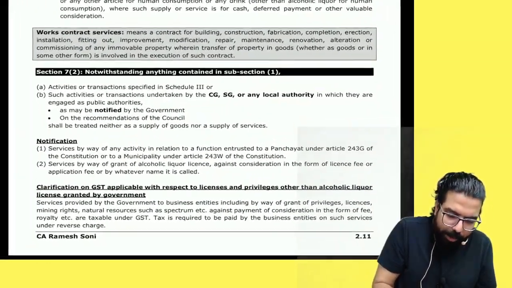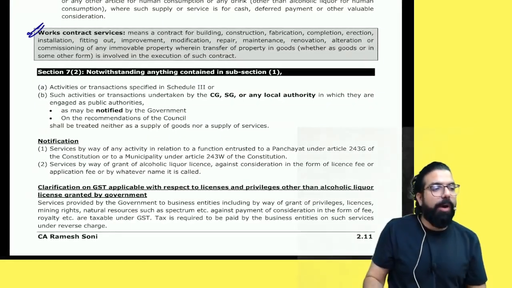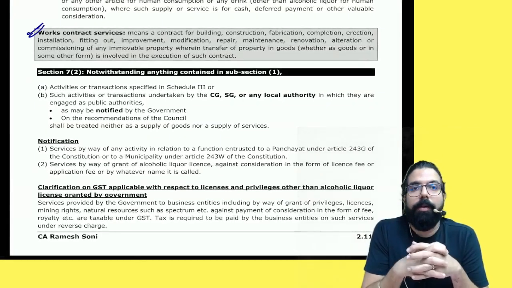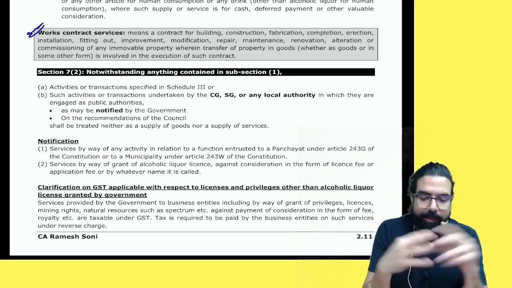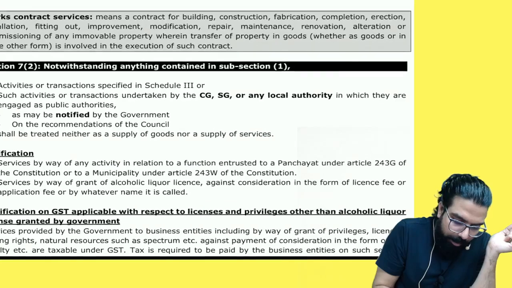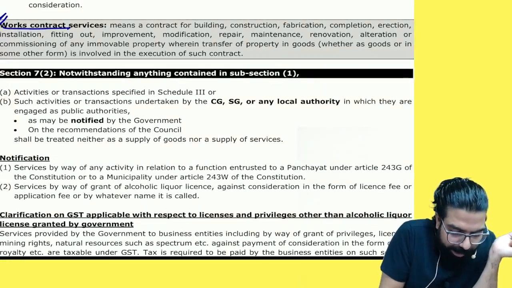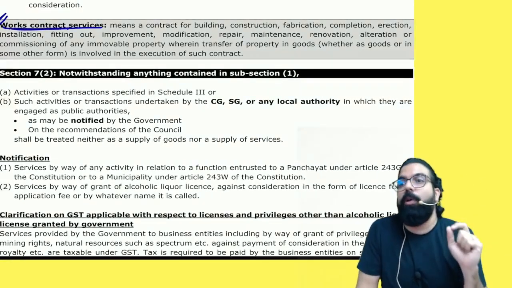Page number 2.11. I have given works contract over here. People, listen. What do you mean by works contract? It is very important to understand, first of all, what is works contract.